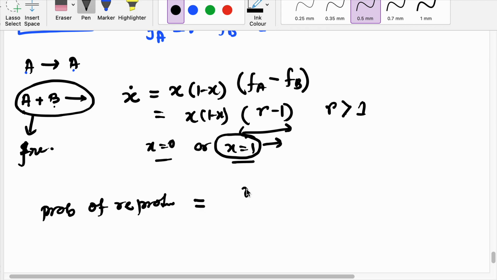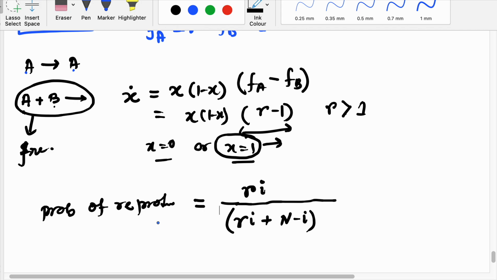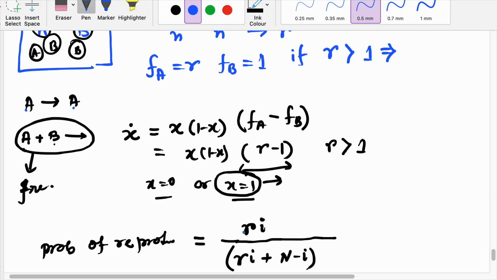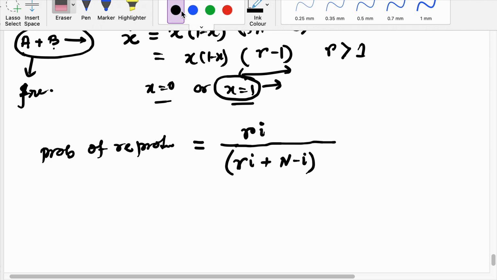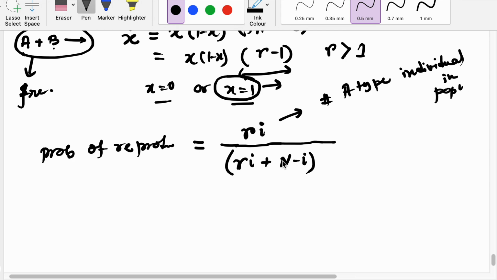Since its fitness is r, that will be r i over r i plus n minus i. Now you will ask why I am writing this kind of function. There is no particular reason why I am writing the reproduction probability in this way. Let me write it this way: i is the number of A type individuals in the population, and n minus i, multiplied by 1, is the number of B type individuals.